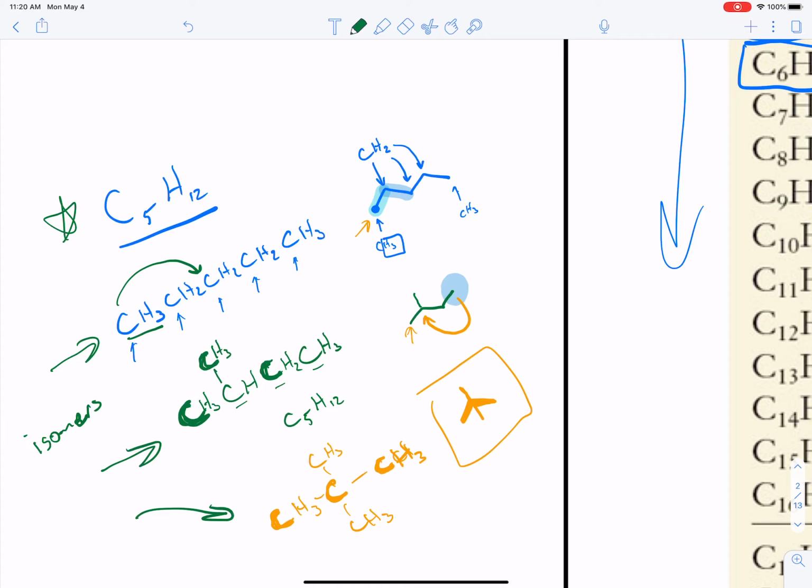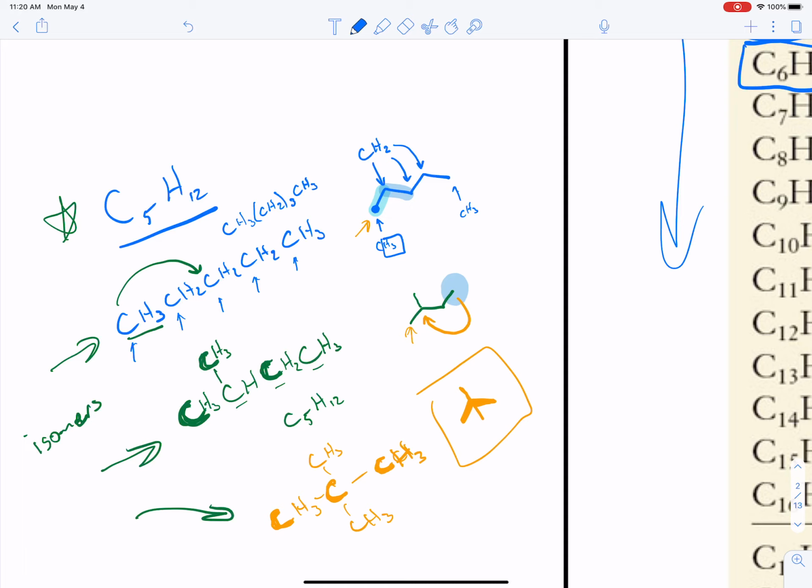But you can have that happen with the condensed formulas. So let me show you this. I can condense the formula for pentane up here at the top even farther. I can call it a CH3, CH2, but there's 3 of them, CH3.